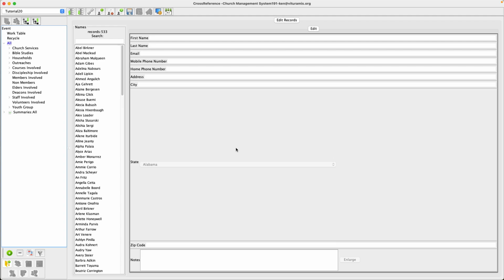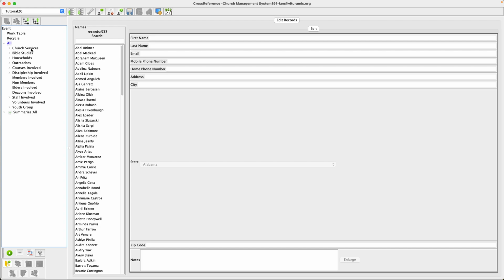Let's look at how churches are organized within CrossReference. CrossReference organizes its groups in a hierarchical fashion. In other words, groups belong to groups that belong to groups that belong to groups. And records, of course, belong to groups as well.